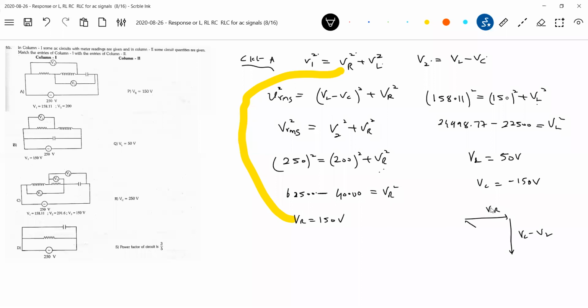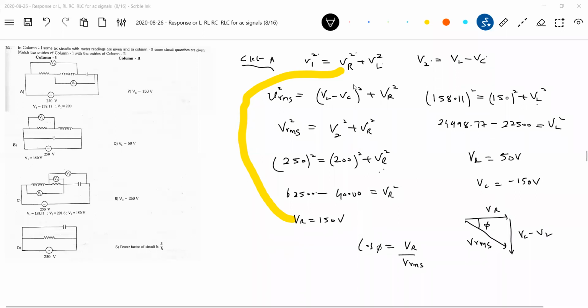Then the power factor of the circuit: VR by VRMS, where the net reactive voltage is VC minus VL. What is the value of VR? 150. VRMS is 250. So 3 by 5. Lead or lag? What shall I call this? Lead power factor.